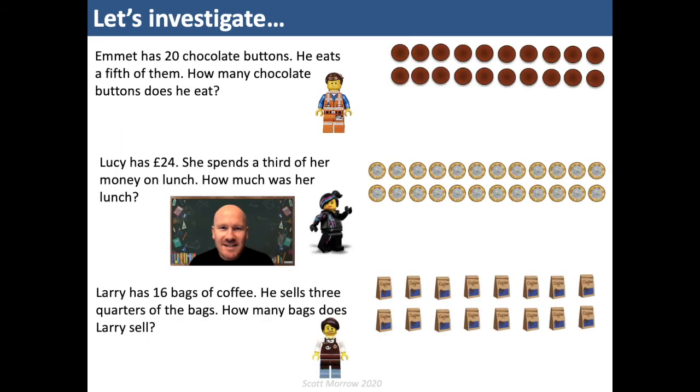It's time to get investigating with a partner, so here are 3 different problems that I want you to have a go at. Emmit has 20 chocolate buttons. He eats 1/5 of them. How many chocolate buttons does he eat?